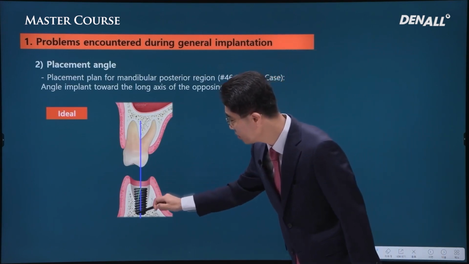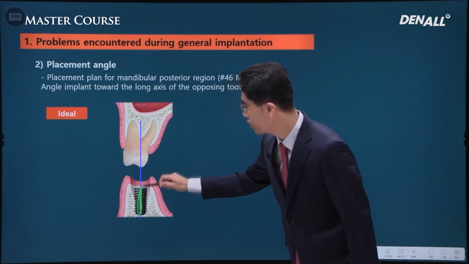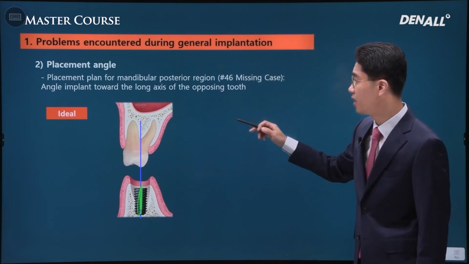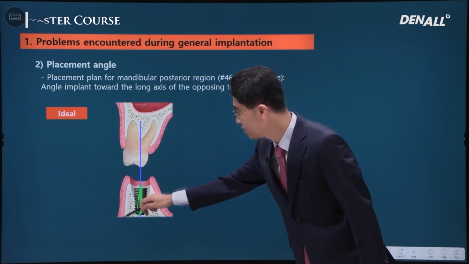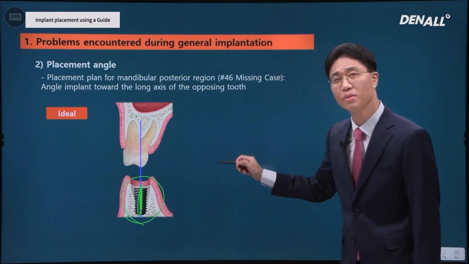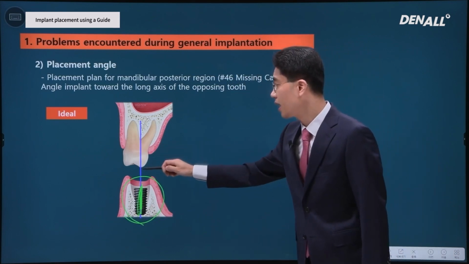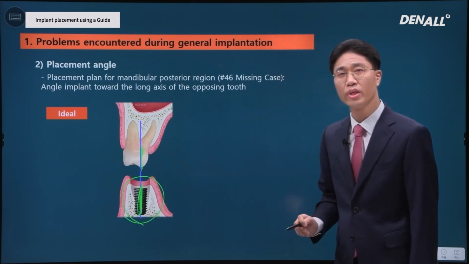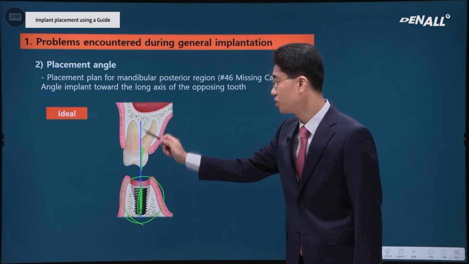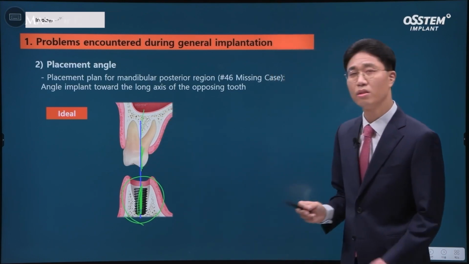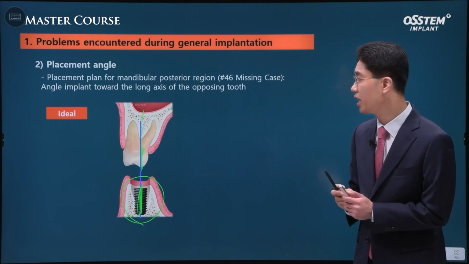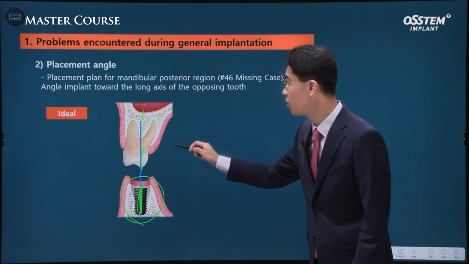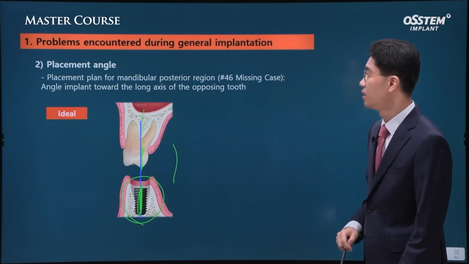Second, placement angle. When planning to place an implant in the mandibular region, ideally the implant angle should be towards the long axis of the opposing tooth. It should be towards the functional cusp or long axis. You can get good results if the axes are aligned.